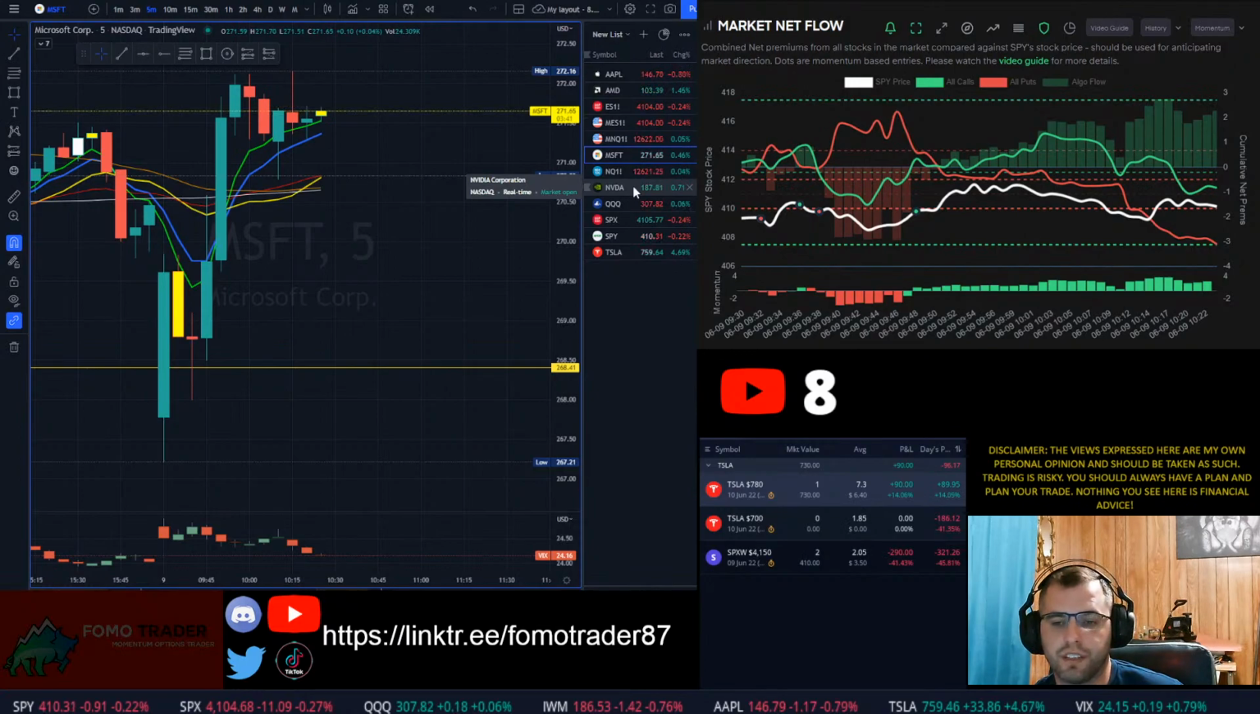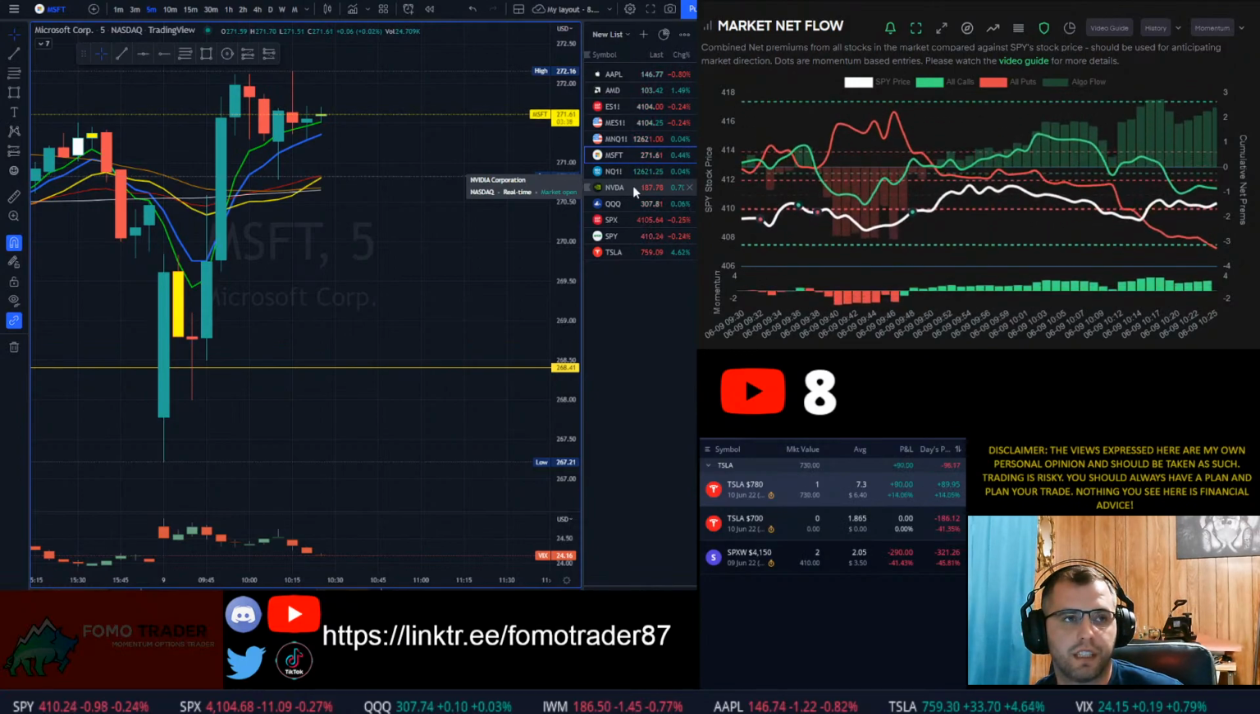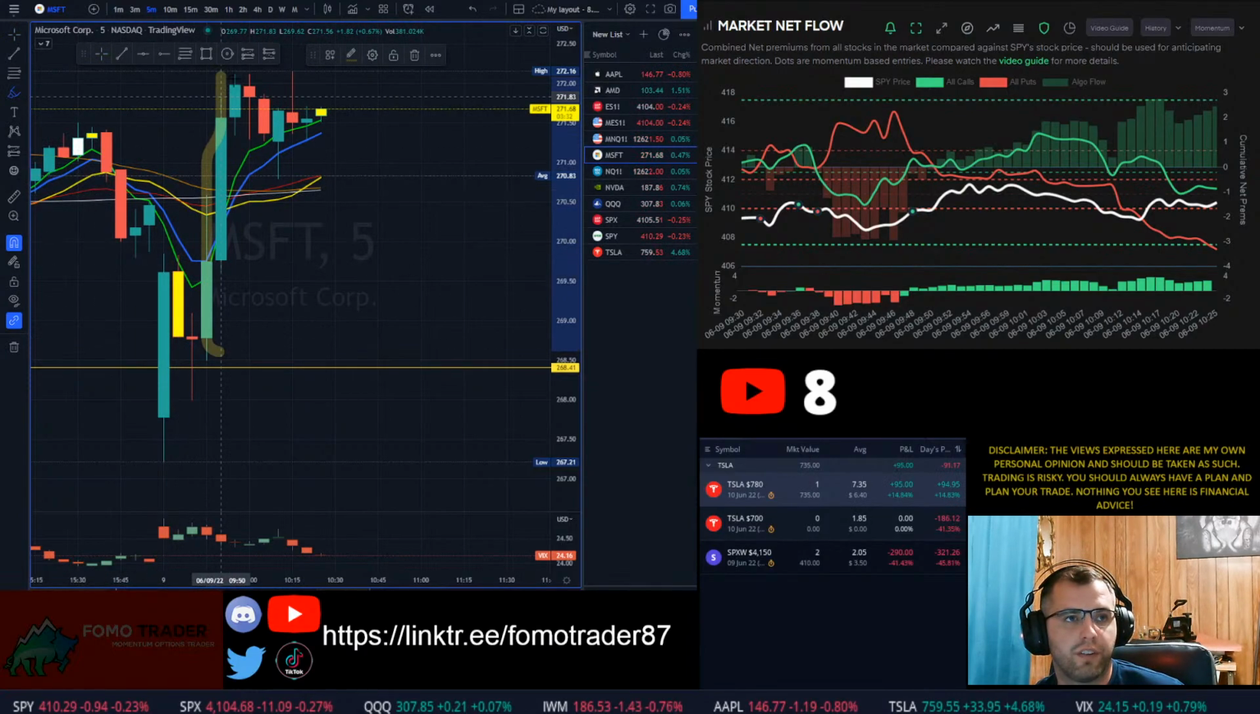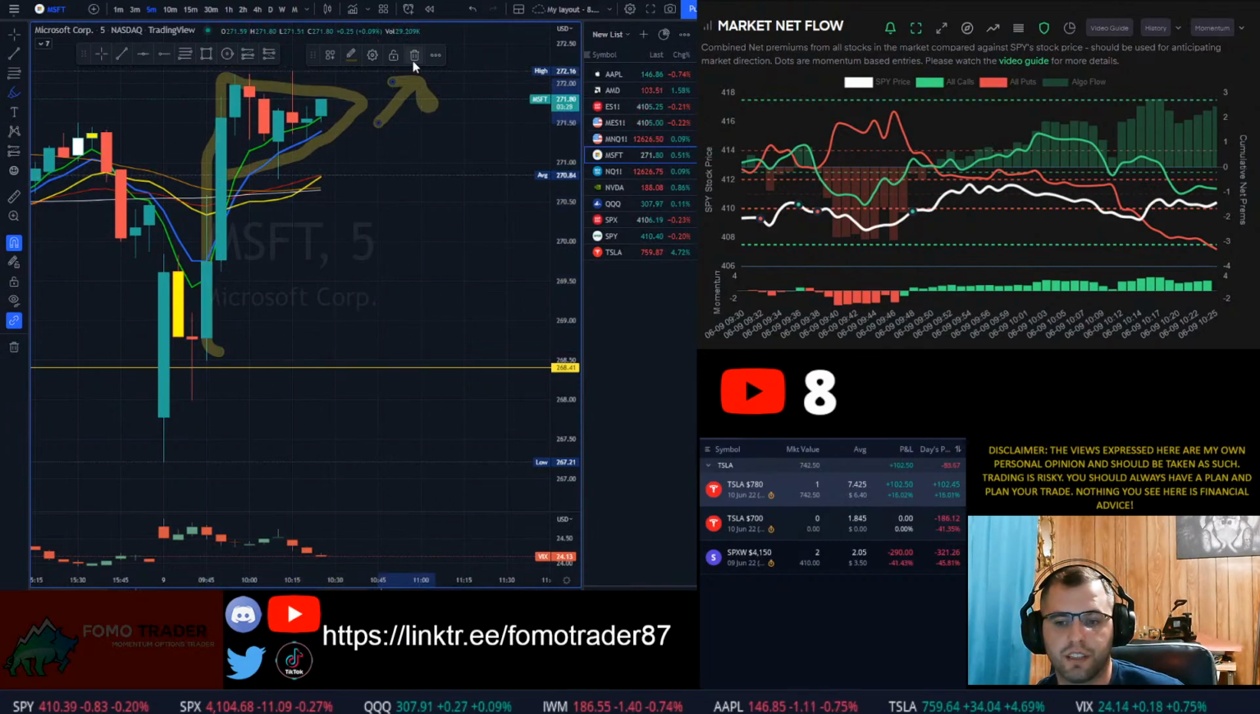Microsoft's holding up relatively well, I will say that. It's got a nice flag formed here. Nice flagpole, flag. We should see a break to the upside.